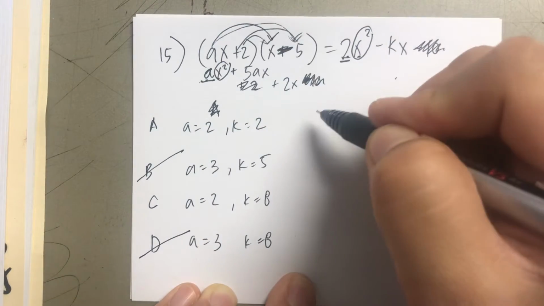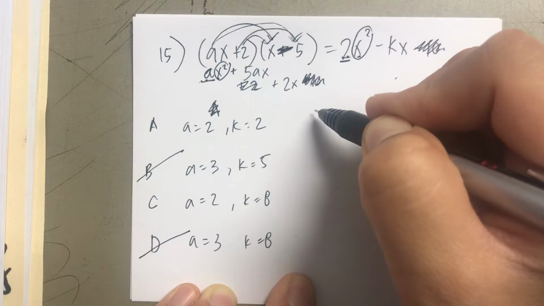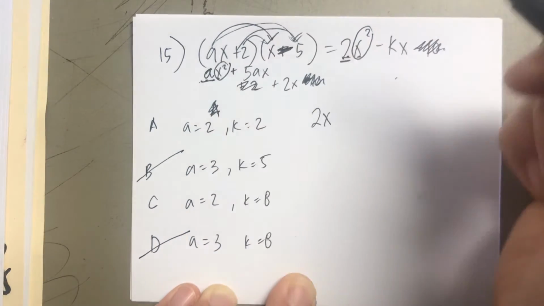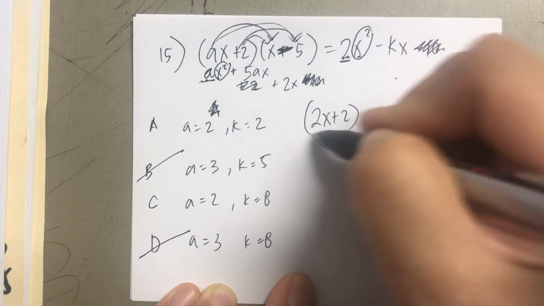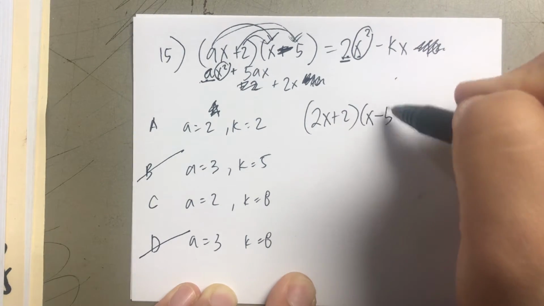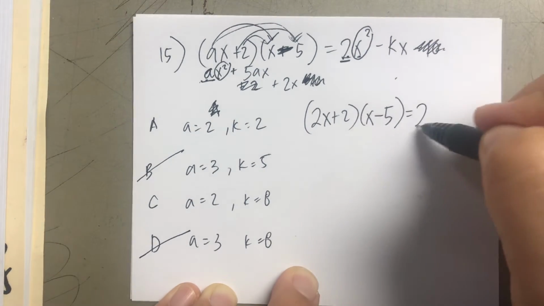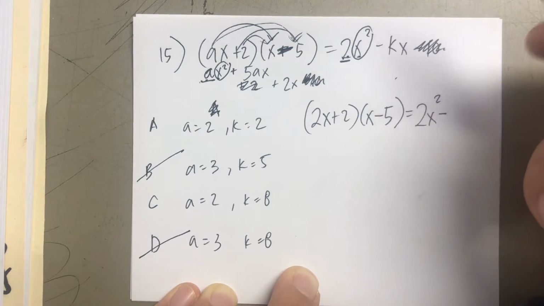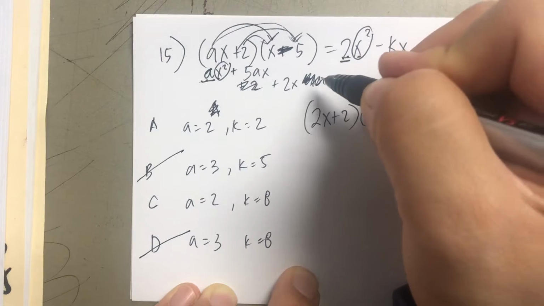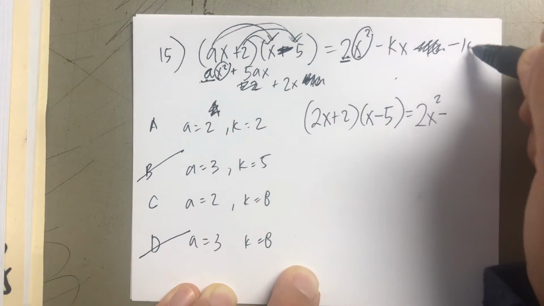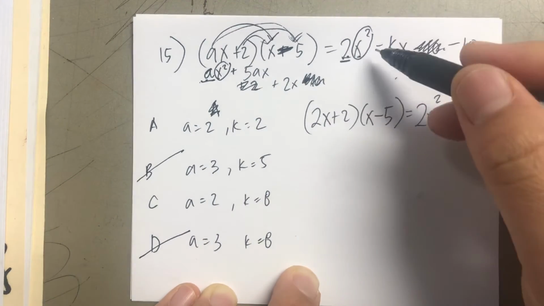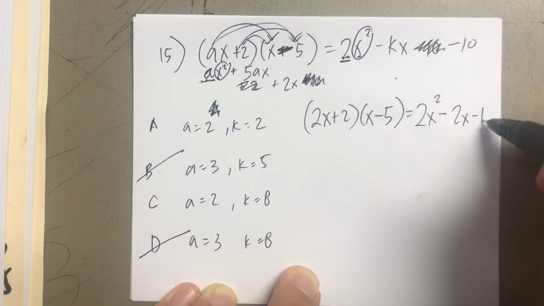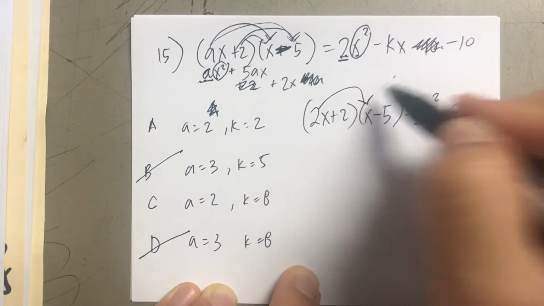So I'm just going to rewrite it. So it's going to be 2x. I'm putting my A is 2 right there. 2x plus 2, x minus 5. Equals 2x squared minus, and then k is right over here. By the way, I'm going to keep the -10 here because I crossed it out earlier. 2x squared minus, and k is now 2x minus 10. Okay, so let's see if this works out.